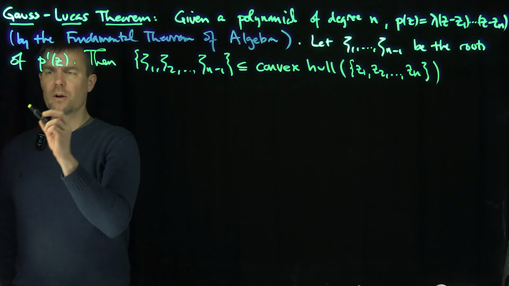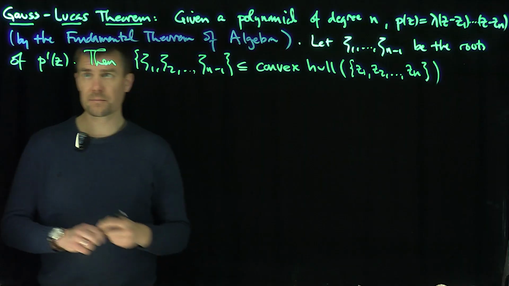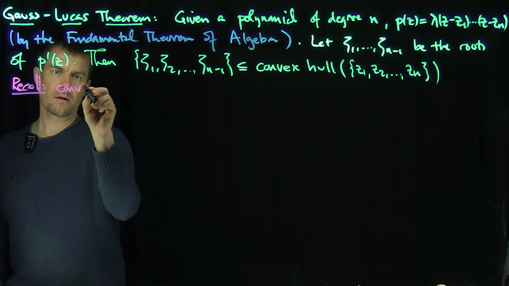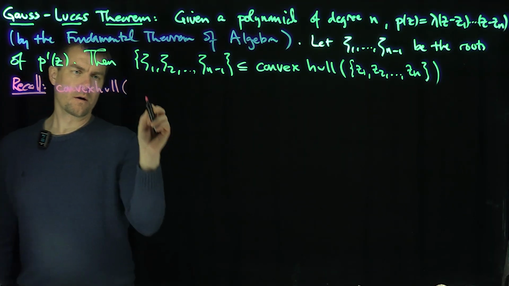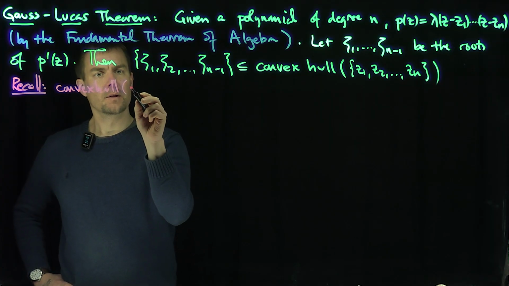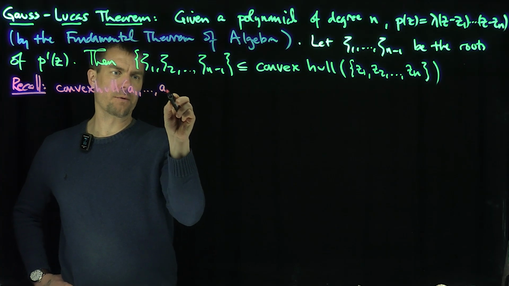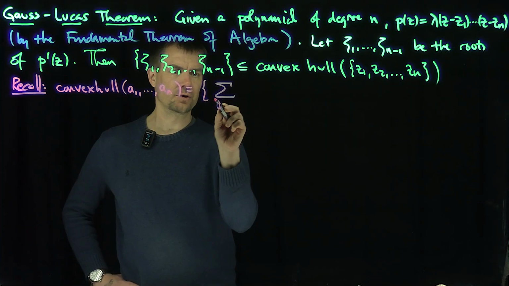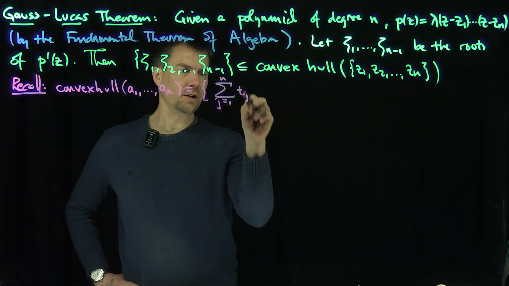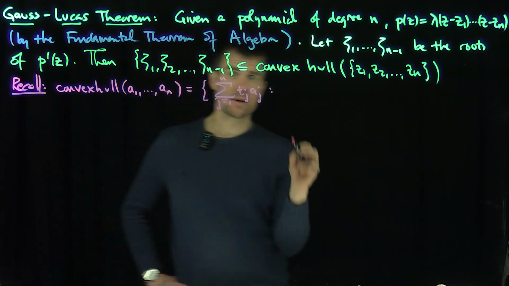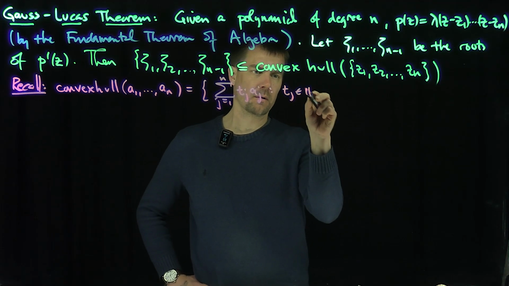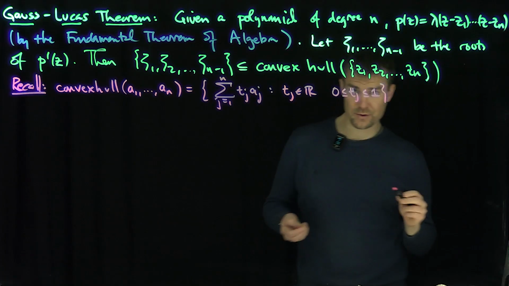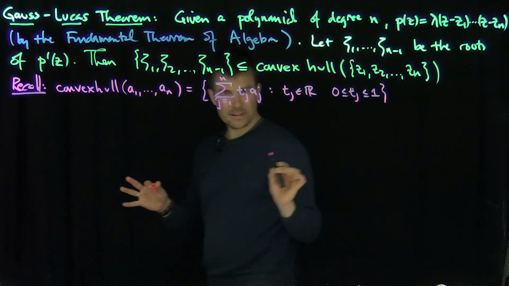Now, what's the convex hull? Recall, if I give you the convex hull of some points, let's say some complex numbers A1 through An, what would the convex hull of those things be? It's the set of all linear combinations, the sum, j goes from 1 to n, of tj times aj, such that the tj are real and tj is between 0 and 1. These are convex combinations of these things. Now, of course, that's the analytic definition of convex hull.